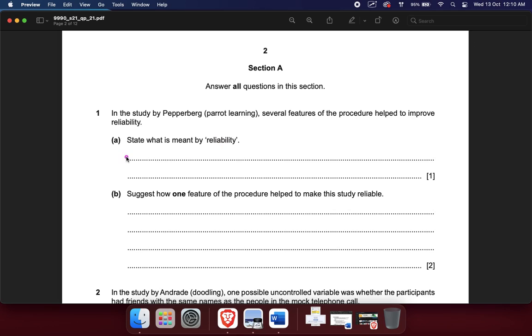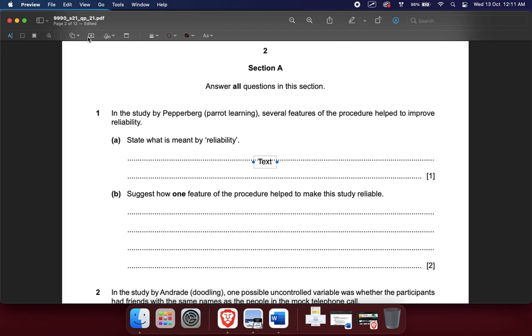Now, notice that the question, although it comes with this beginning about Pepperberg, the question itself doesn't talk about Pepperberg. So this is one of the tricky things that students often get mixed up in. This question is not about Pepperberg, right? Even though Pepperberg's up here, this question is just: state what is meant by reliability. And you can see here, it's a 1 mark question, meaning they're asking you for a definition. What is your definition of reliability? You don't need to talk about Pepperberg in the first question. Just give a definition.